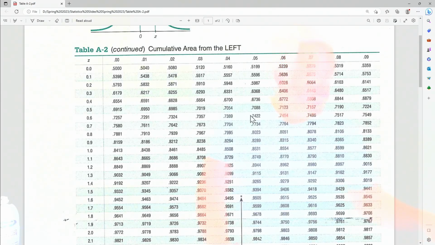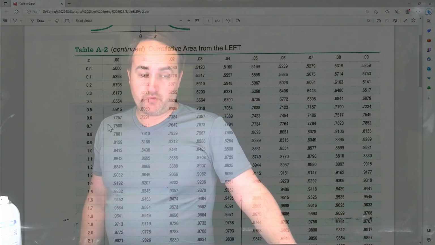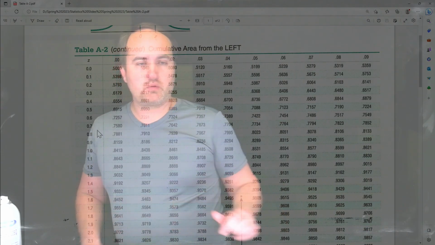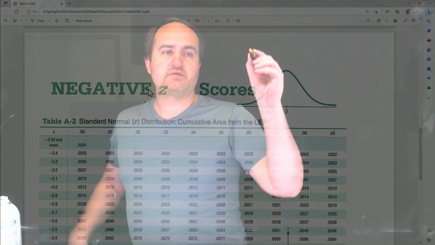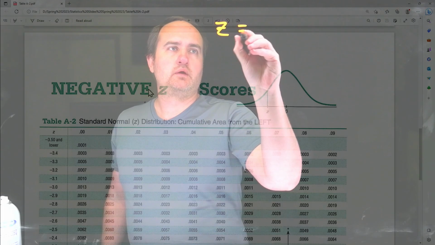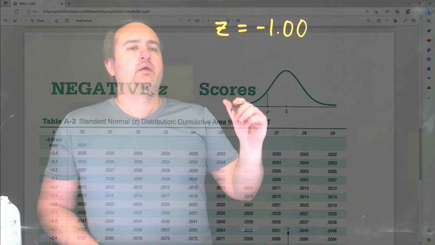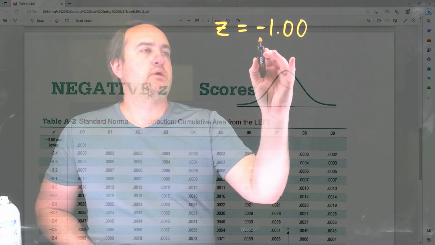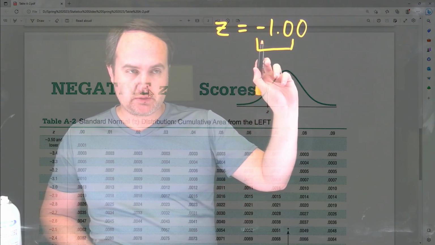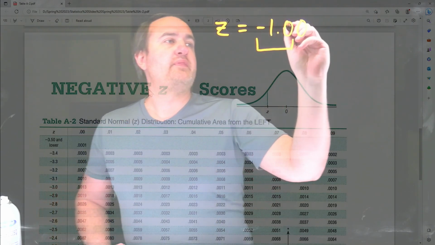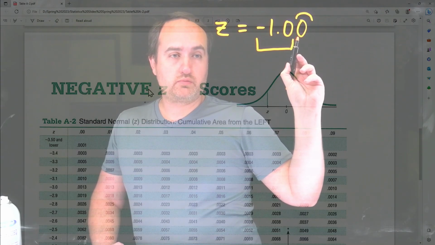Let me switch to this mode so we can see it. For a z-score of negative 1.00, we need to go on the page with negative z-scores, because negative 1.00 is a negative number. It has a minus in front of it. On the negative z-scores page, once again, our first two digits are going to be our row. Here our first two digits are negative 1.0. And our last digit is going to be our column. Here, 0.00 is going to be our column.